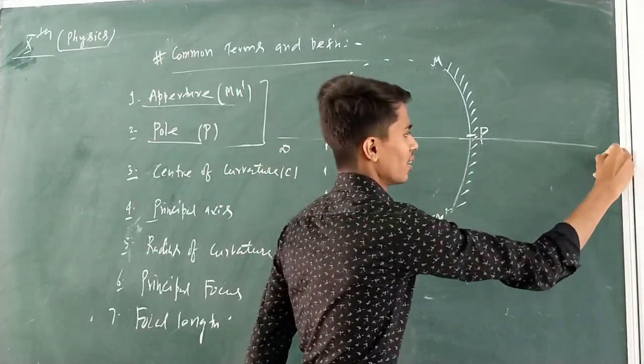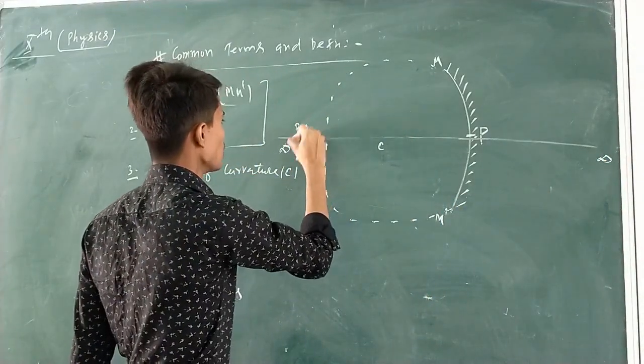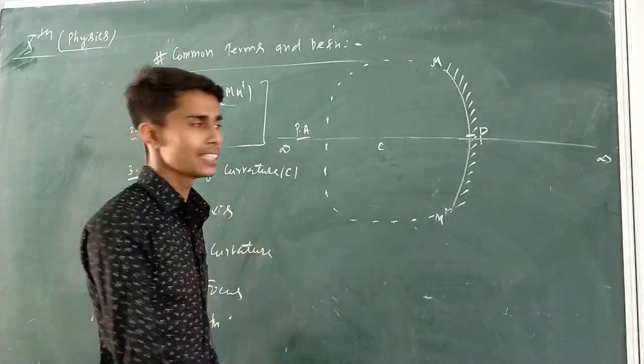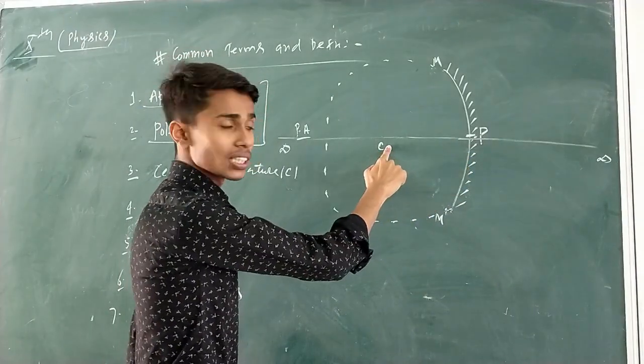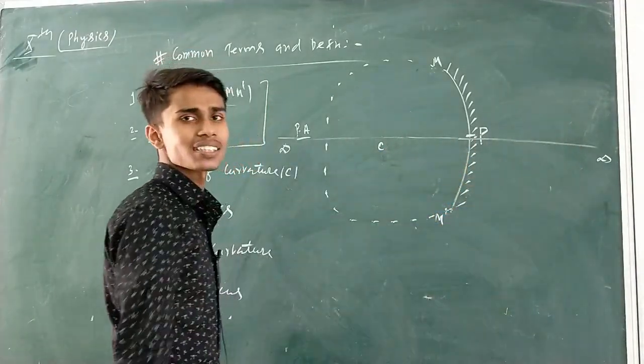It's called principal axis. This line is representing principal axis. How could you define principal axis? A straight line joining pole and center of curvature which goes to infinity in both directions is called principal axis.